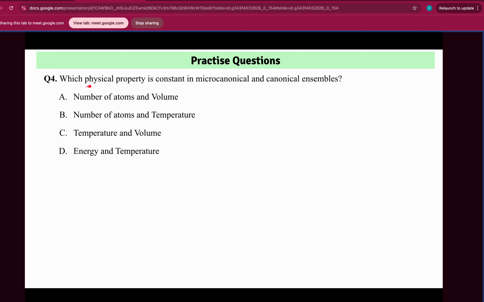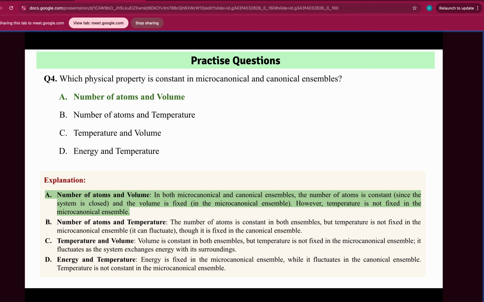The next question is, which physical property is constant in microcanonical and canonical ensembles? Option A is number of atoms and volume. Option B is number of atoms and temperature. Option C is temperature and volume. And option D is energy and temperature. Okay, now let's see. So the right answer is number of atoms and volume.